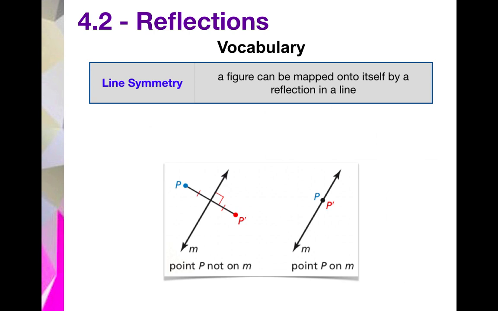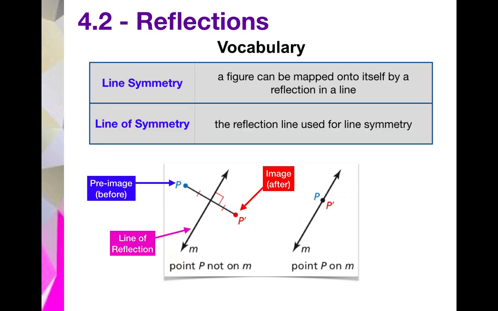Line of symmetry. So line of symmetry is really the reflection line. So if you see here, the line of symmetry, a figure can be mapped onto itself by a line of reflection. So if we have a point P and another point P prime, we could say the line of symmetry is the line that is the perpendicular bisector of this segment. Pre-image, image. The line of symmetry is the reflection line itself. So the line of symmetry and the reflection line are the same thing.